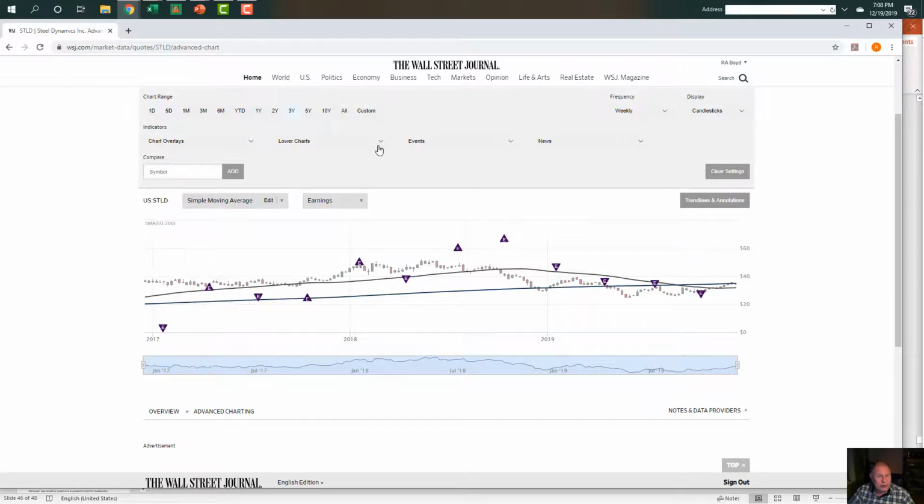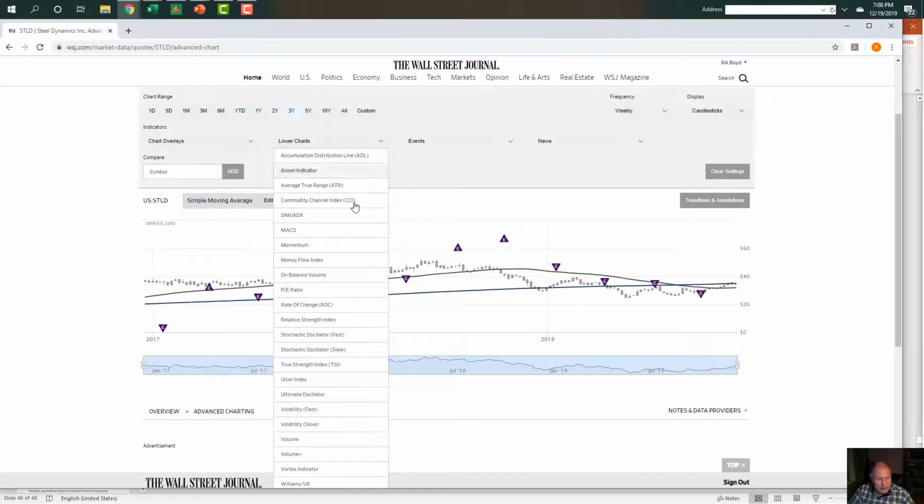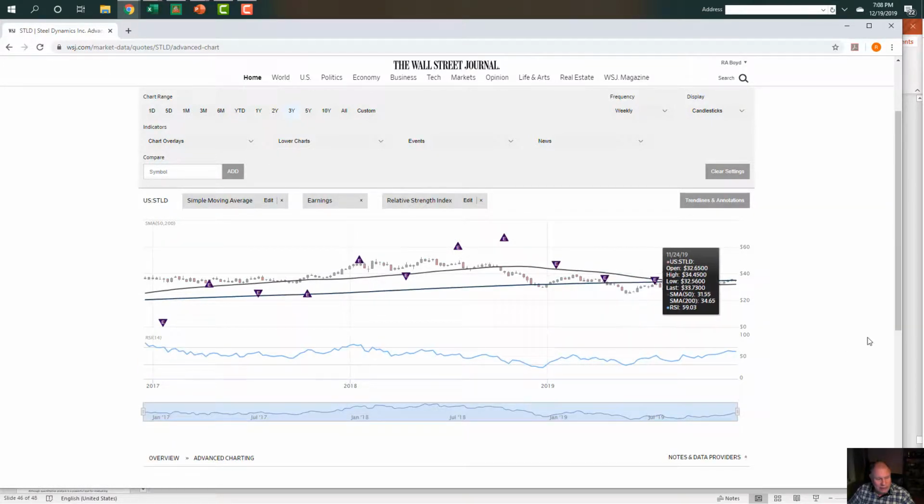So let's take the lower charts and let's add in relative strength index. And I added that in. What we can see here is this is on the basis 0 to 100. And we can see 70 would be up here. And if we look down here, there's 100, there's 0, so that's not as strong as I'd like.